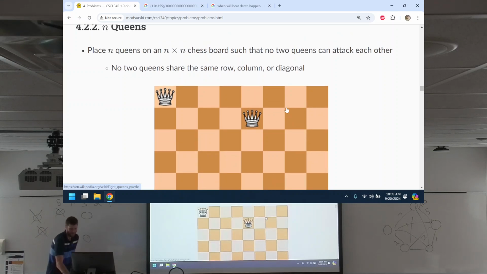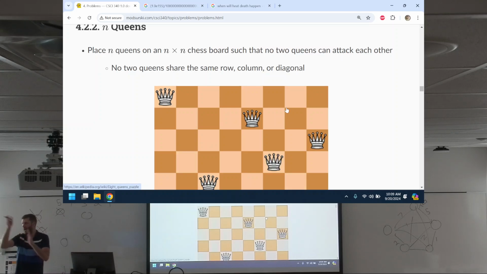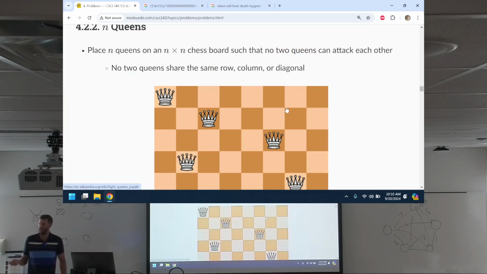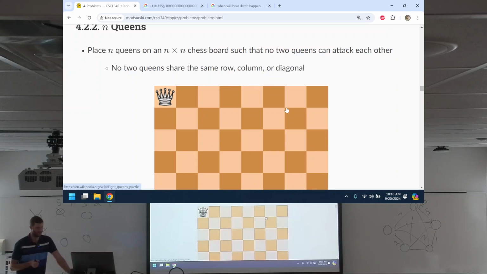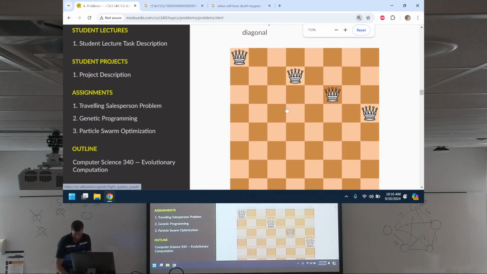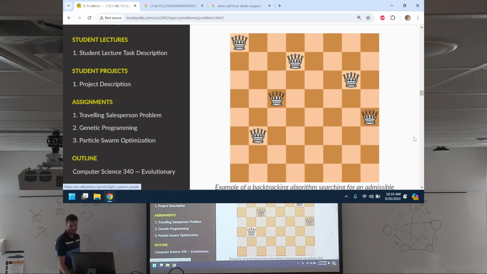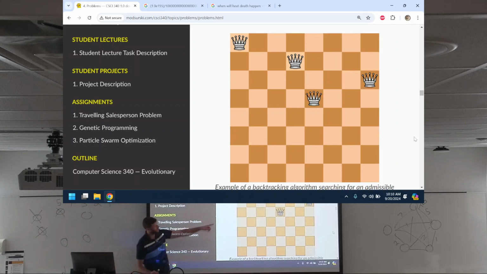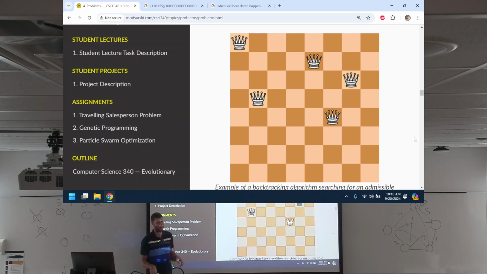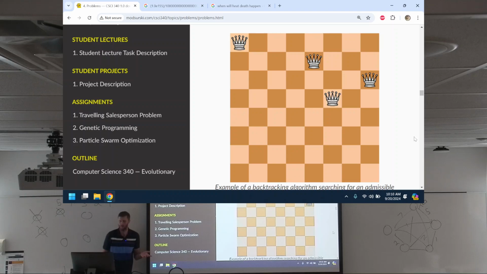So n queens, given some n by n board. Often a common case is 8 queens because a chessboard is 8 by 8, right? An 8 by 8 chessboard with 8 queens, or an n by n chessboard with n queens. The goal is I want to be able to place the n queens on this board such that they're all safe. None can directly attack another one, right?